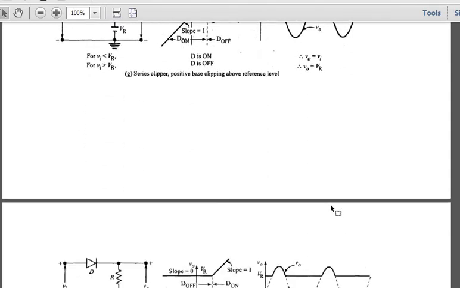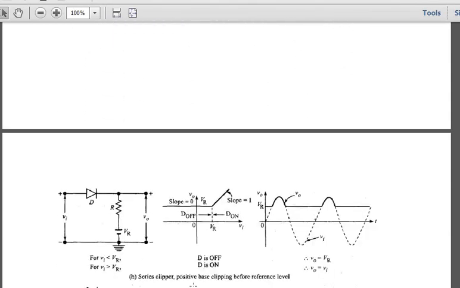Now comes the last one. Series clipper, positive base clipping below the reference level. This is the reference voltage level that I have considered. This is the transmission region, and this is your clipping region. All the part below your reference voltage will be clipped off, only the positive part, and this will be given as the output. So this is the series clipper, positive base clipping below the reference voltage.